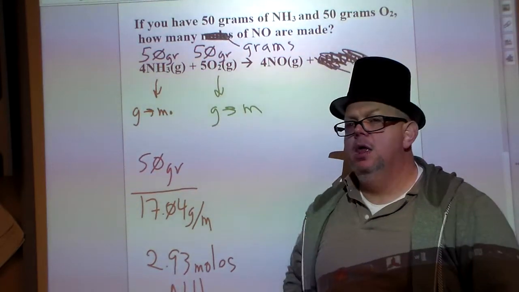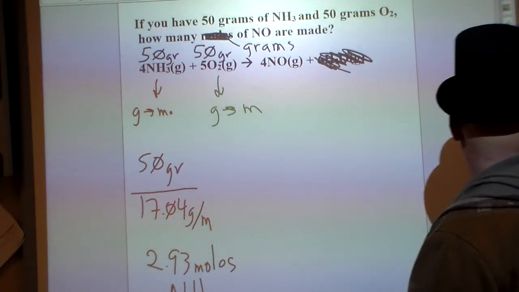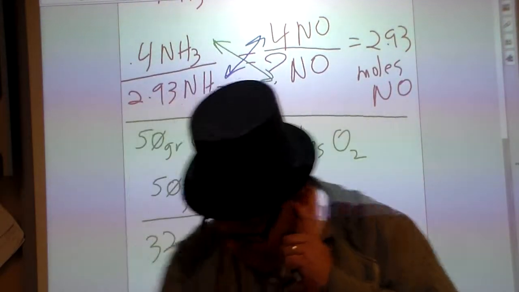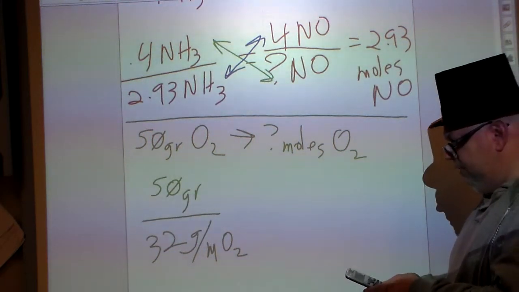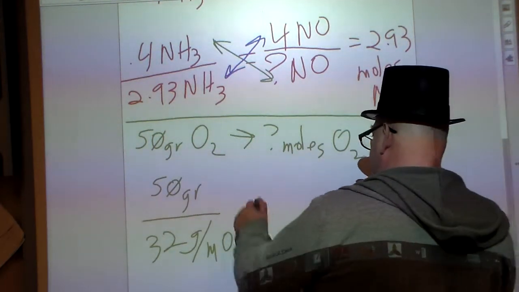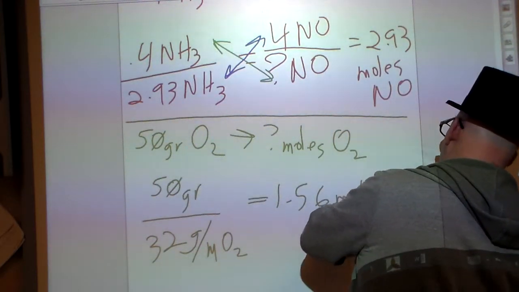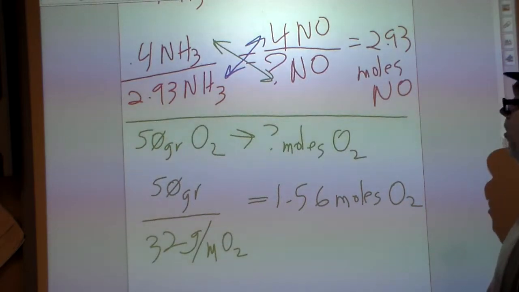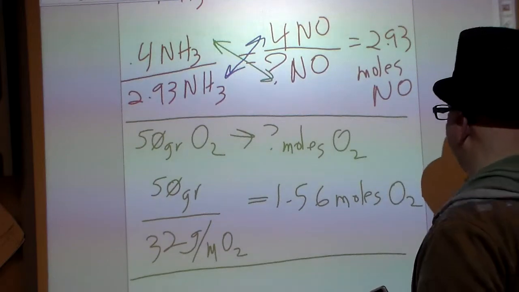And some people would say, no. Yes. Yes, that's what it is. So we go in, so let's see. Oh, okay, 50 divided by 32, and we get ourselves 1.56 moles of O2. So we have 1.56 moles of O2. Great. Now we have figured out how many moles of O2 that we've got.